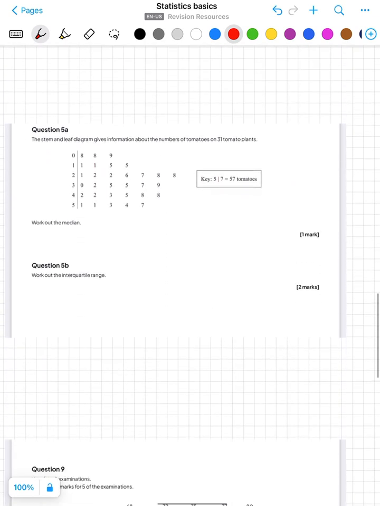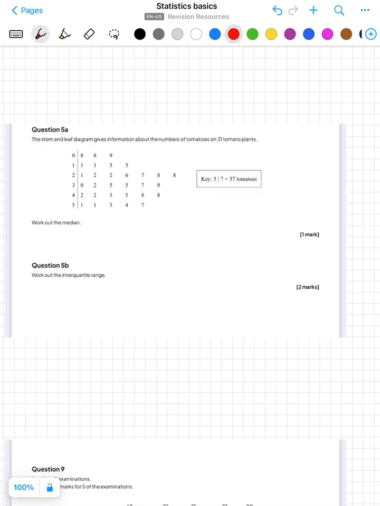Next, we look at a stem and leaf diagram. A stem and leaf diagram is one of our statistical diagrams. It makes it easier to look at a large set of data. Here we have a stem and leaf diagram giving information about the numbers of tomatoes on 31 tomato plants. If you are asked to draw your own stem and leaf, the stem can be 2 digits. If we're looking for like 121, we might have something like that.